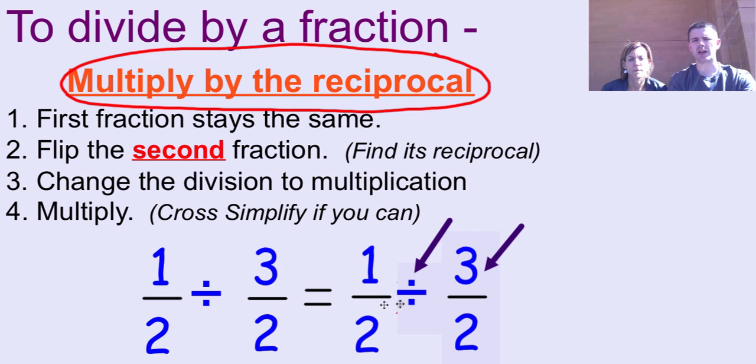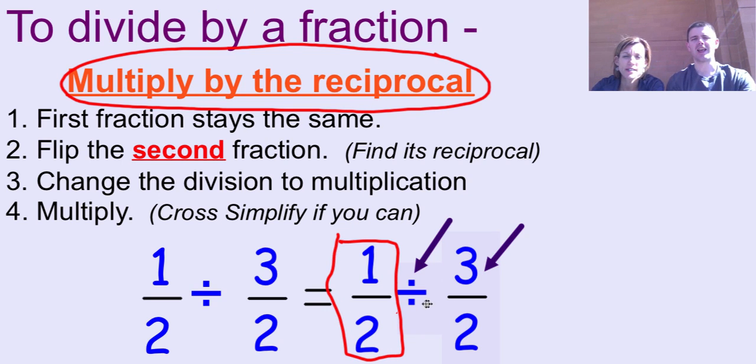So here's what it looks like as we rewrite the problem. First fraction, our 1/2, notice it stays the same. Nothing changed about it, other than a really ugly box around it. Don't touch it. The dividing becomes multiplication, and we flip the second fraction. We make it its reciprocal. So 1/2 divided by 3 halves is now 1/2 times 2 thirds.